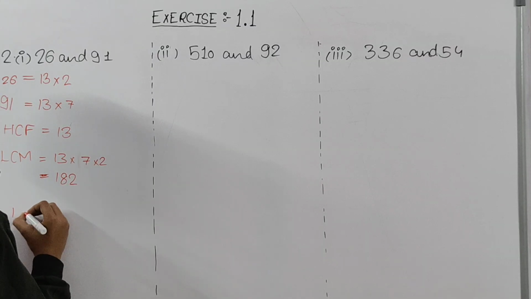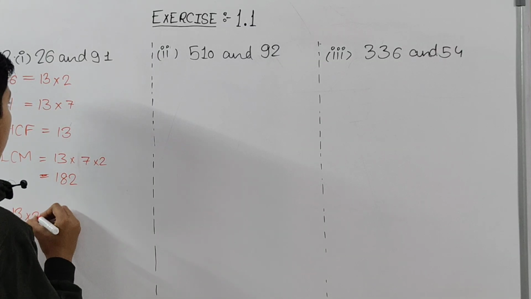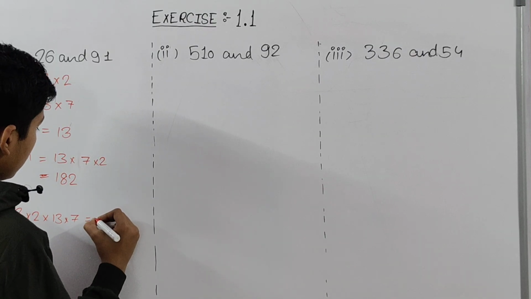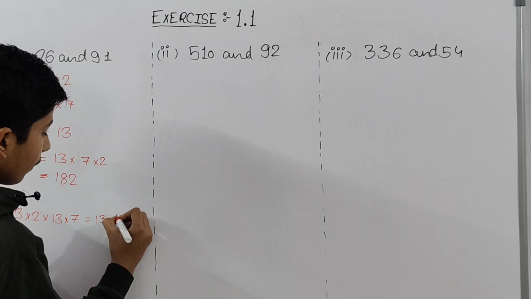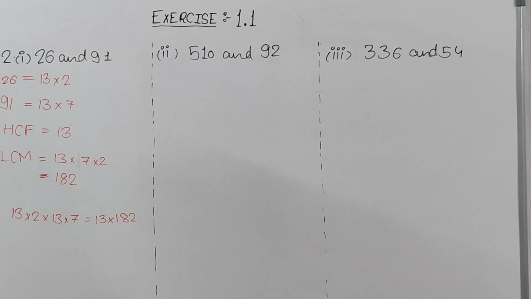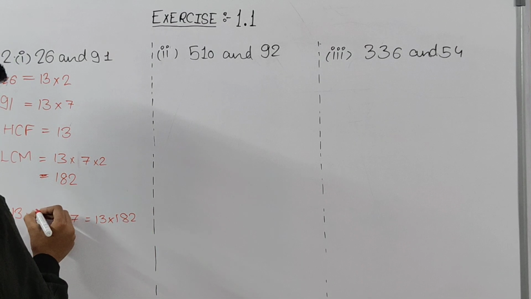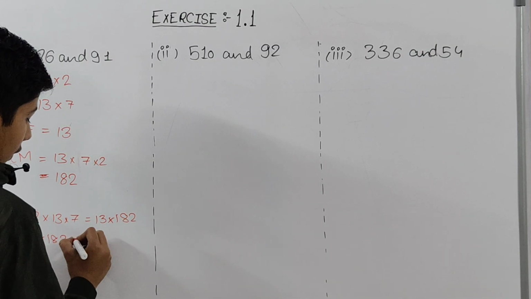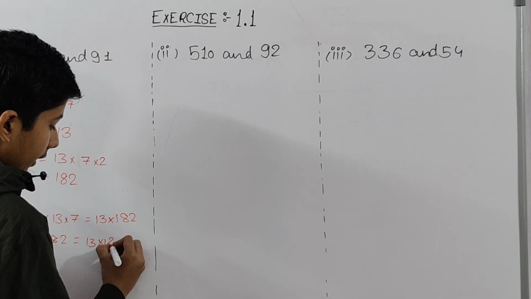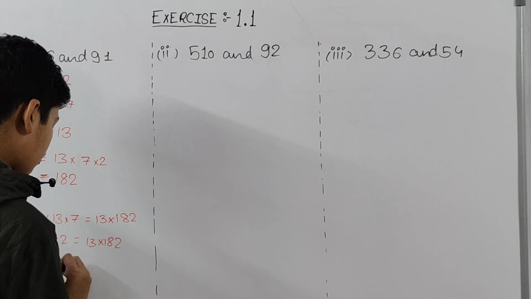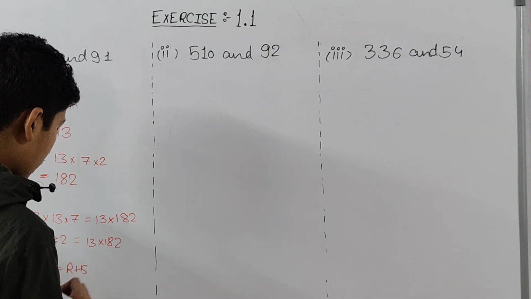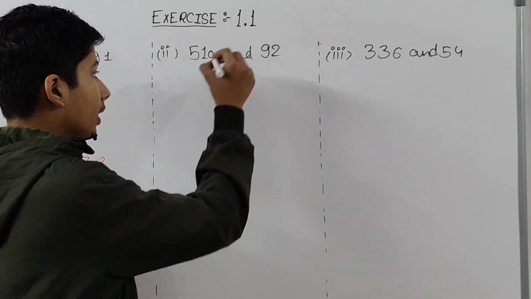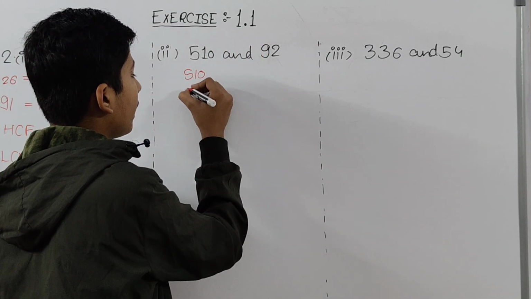Now see, we have to verify also. 13 into 2 into 13 into 7 will be equal to 13 into 182. Okay. So if we do this, 13 into 7 into 2, it would be 13 into 182, which is equal to 13 into 182. Here LHS equals RHS. Hence verified, meaning these are equal. So yes, LCM and HCF are correct. Now here 510 and 92.